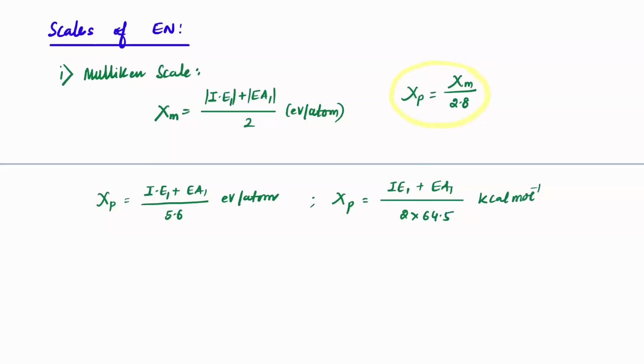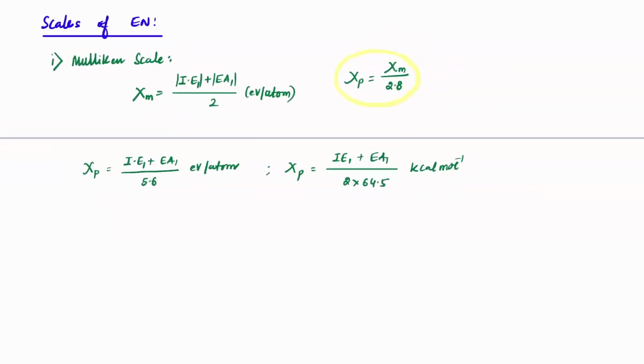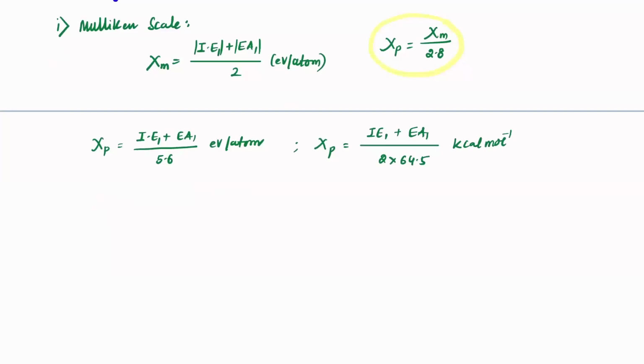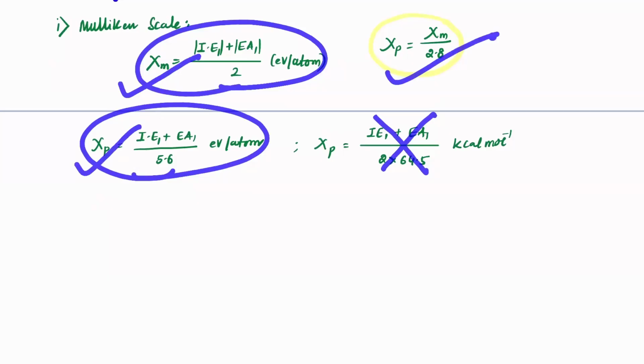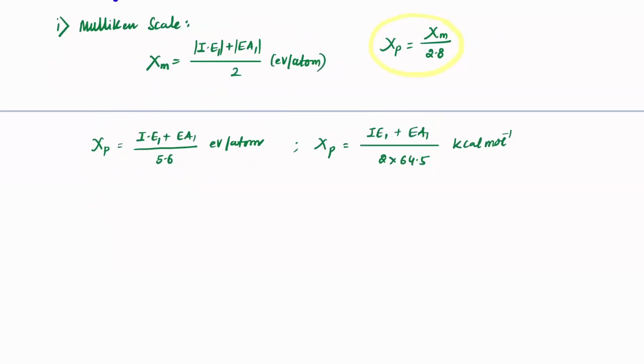Okay. Nothing to prove here. We just need to remember the equation. This is hardly asked. Only these two are usually asked in exams. So remember what is the Mulliken scale, what is the Pauling scale, and how they are related with each other. Okay. Another scale which is used is Alfred Rochow's scale.